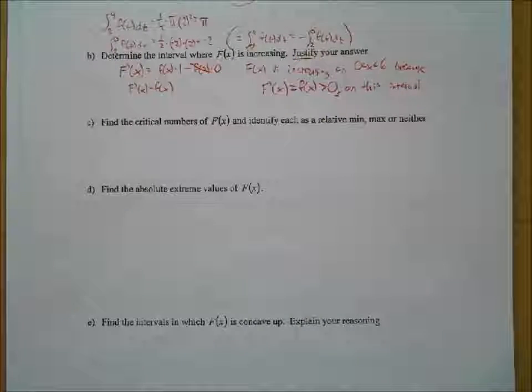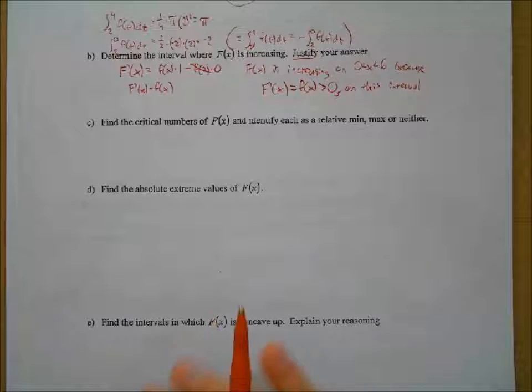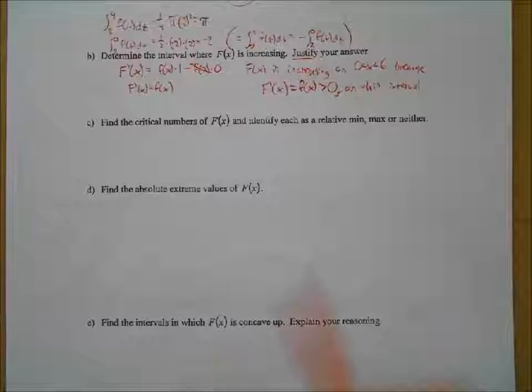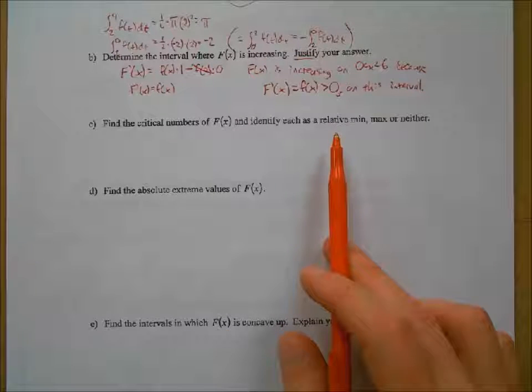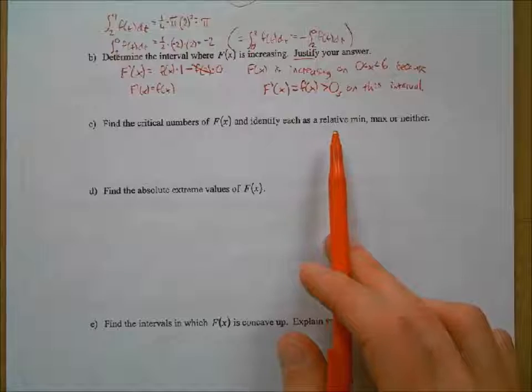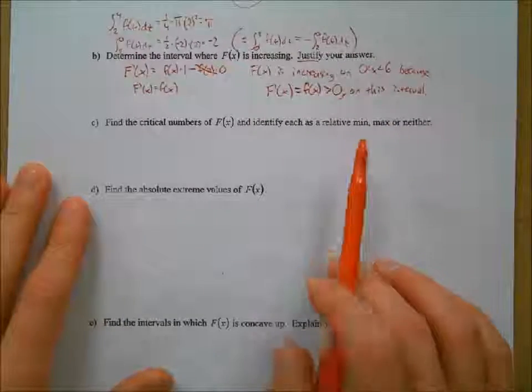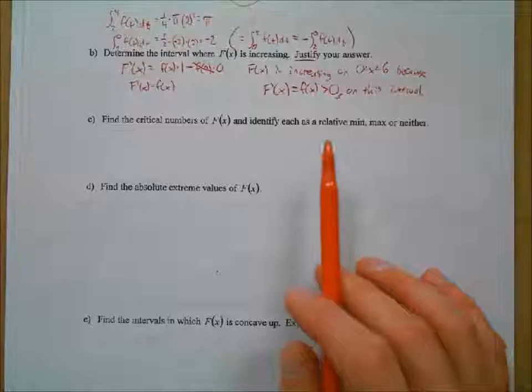Find the critical numbers of capital F of x and identify each as a relative min, max, or neither. All right. So how do we find critical numbers of a function? What do we do? Set the derivative equal to 0, or when the derivative doesn't exist, right? Critical points are when the derivative is 0 or does not exist. For relative extrema, do we need to include the endpoints? No. Okay? In fact, do not include the endpoints. Those are not candidates. Critical points are when the derivative is 0 or the derivative is undefined.